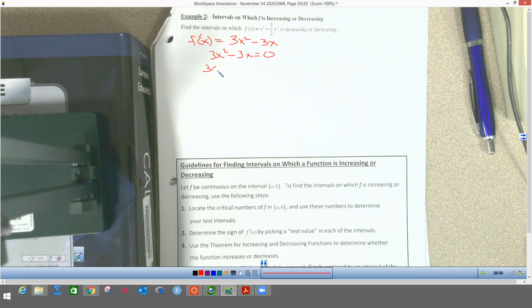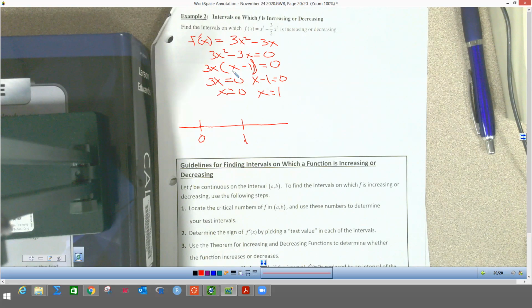So I'm going to factor out a 3x. So my critical numbers occur when 3x equals 0 and when x minus 1 equals 0. So at x equals 0 and at x equals 1. Those are my critical numbers. So what I want to do is think about 0 and 1. And then I want to plug in numbers to find out where the derivative, remember we want the derivative greater than 0 and less than 0. So I want to plug a negative number in, a number between 0 and 1, a number greater than 1, into the derivative to find out where the derivative is greater than or equal to 0.